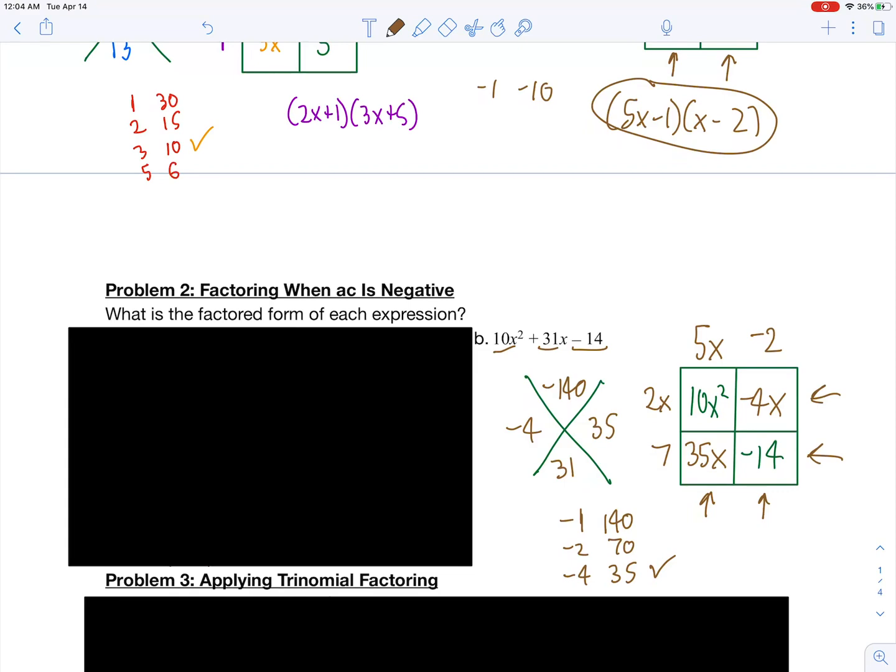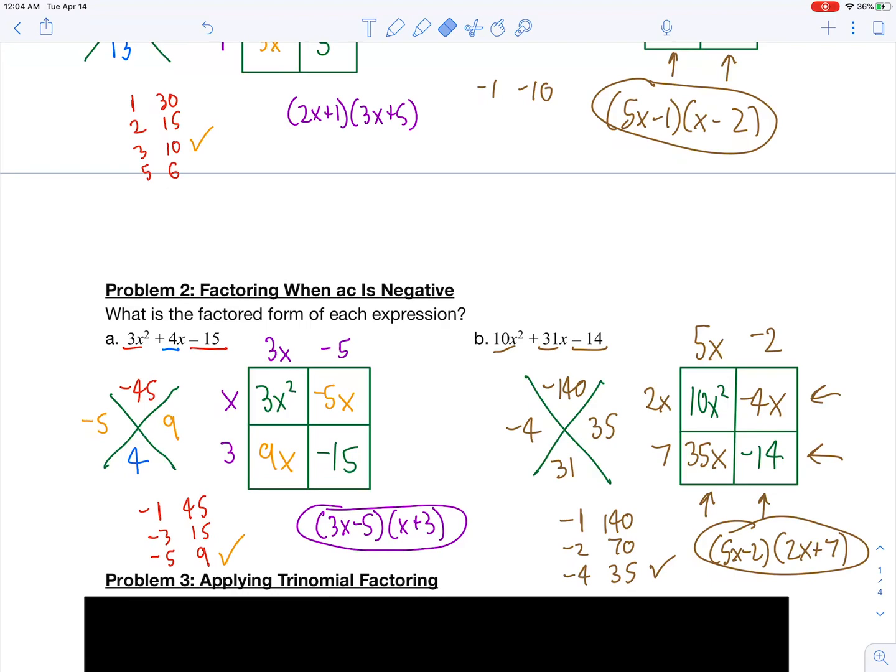So again, we already have our answer. Top of our box, 5x minus 2, our common factors, and 2x plus 7 across the side. And these other two questions are similar enough to ones we've already done. Again, I would suggest give them a shot first, but I'll reveal that answer now. So working through our same steps, we should get 3x minus 5 times x plus 3.